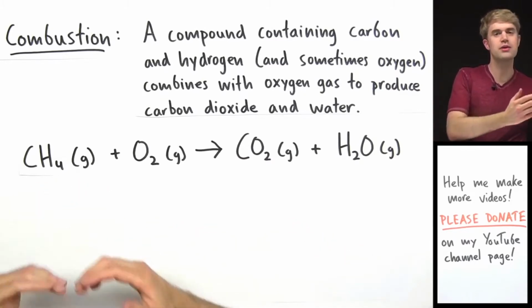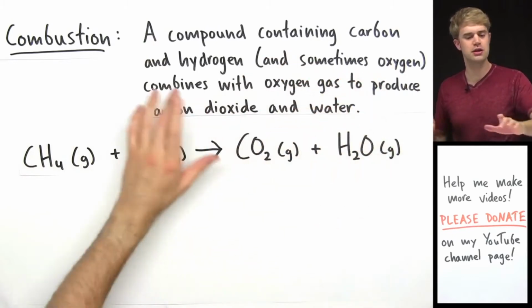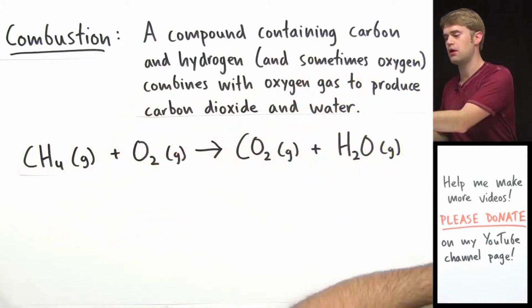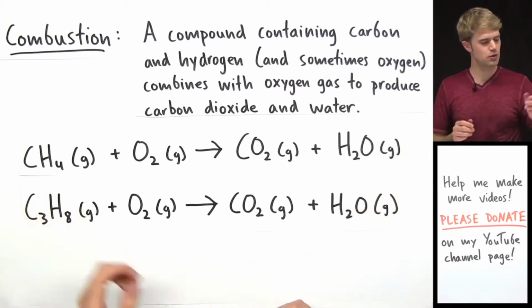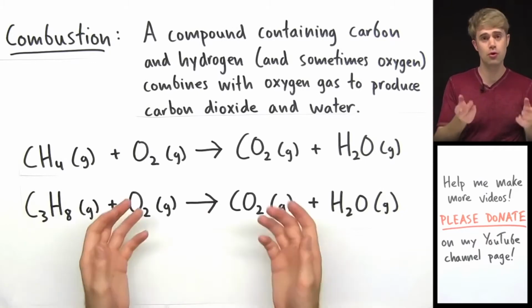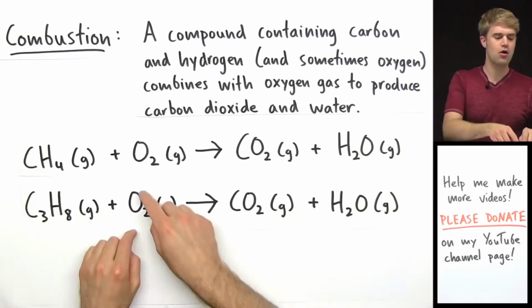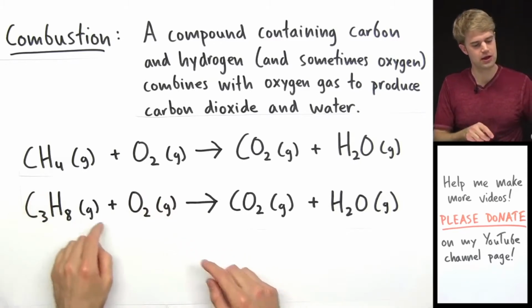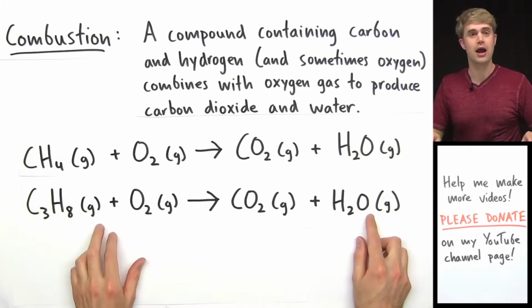Now, we can start with different things in a combustion reaction, and as it says here, the compound usually contains carbon and hydrogen. So here is another example of a combustion reaction. This one starts with C3H8, which is the chemical formula for propane, another type of natural gas. And just like with this reaction, we combine C3H8 with O2, and this gives us carbon dioxide and water.